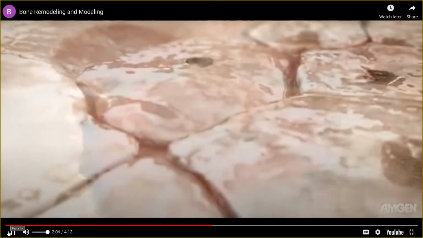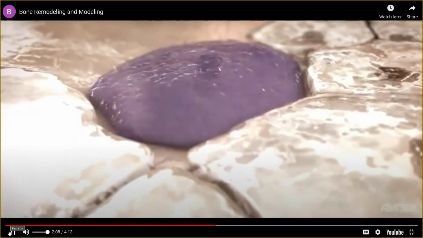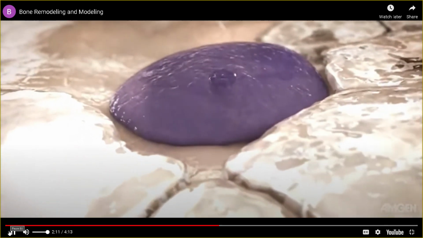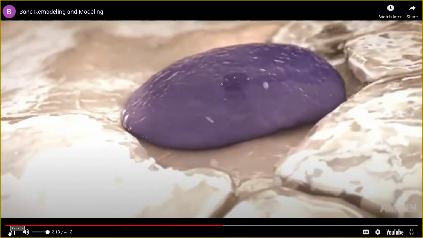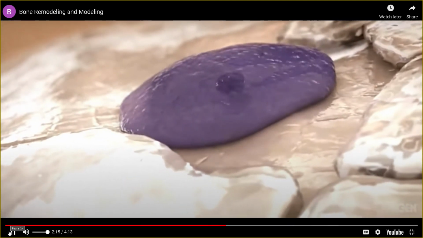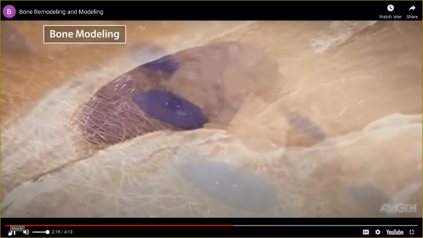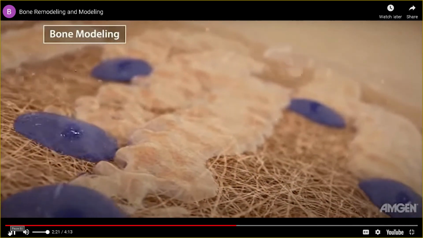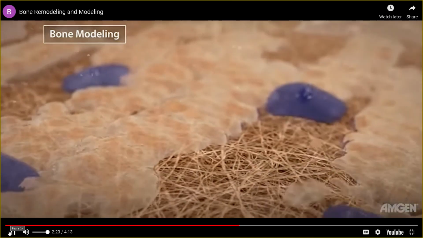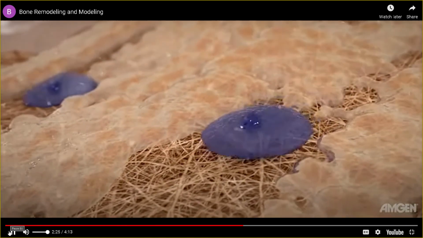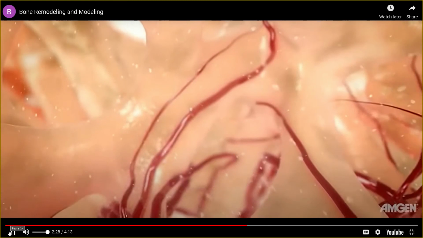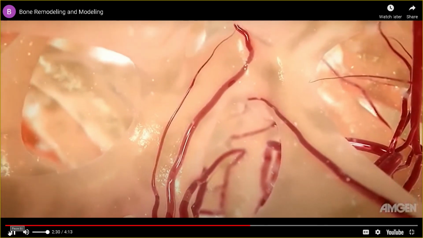There is also a process where bone formation by osteoblasts occur without prior bone resorption by osteoclasts. This results in an increase in bone mass and is referred to as bone modeling. Bone modeling promotes the growth of bones and is important for maintaining bone strength. Remodeling also plays an important role during bone growth by optimizing the growing structure.